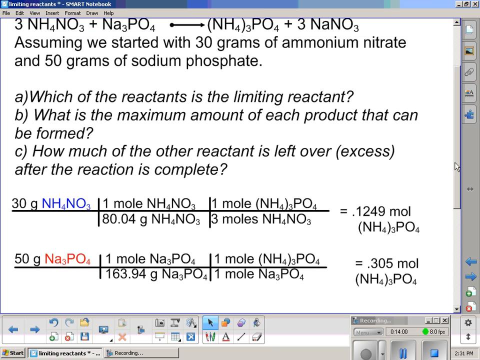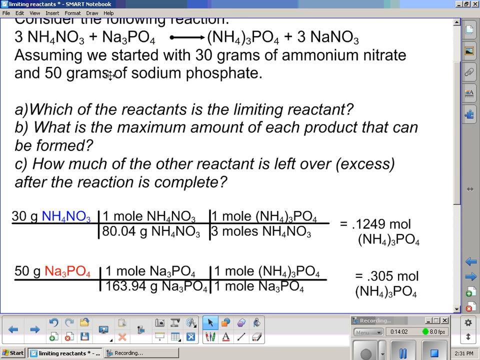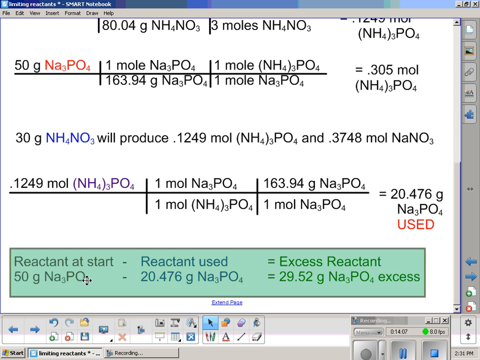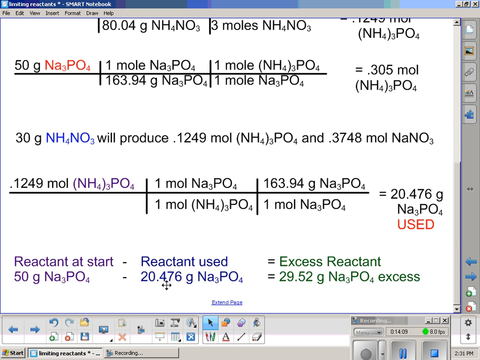Remember back up here in our word problem, it said 50 grams of sodium phosphate was what we started with. So we subtract reactant at the start, 50 grams, reactant used, you just calculated that. You subtract these, you get 29.52 grams of sodium phosphate excess.